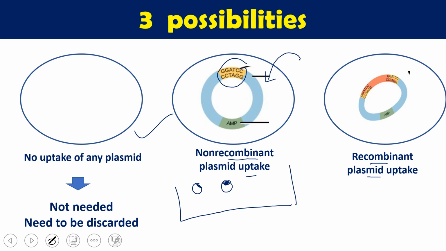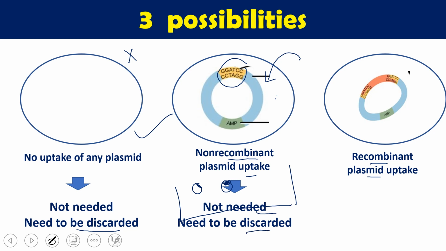So I have to pick the first one. This is not really needed, because it does not have anything, so I don't require this one, and it needs to be discarded. Second, this is also of no use, because the gene of interest is not there, so this is also not required and needs to be discarded.